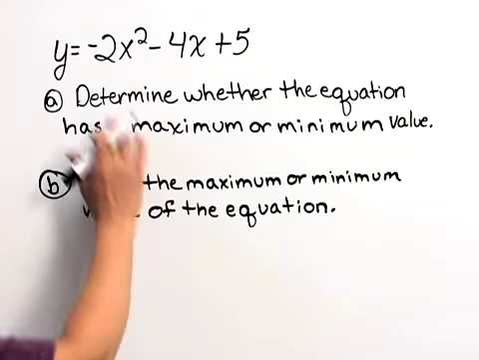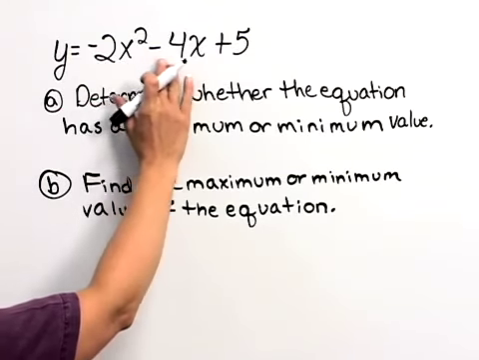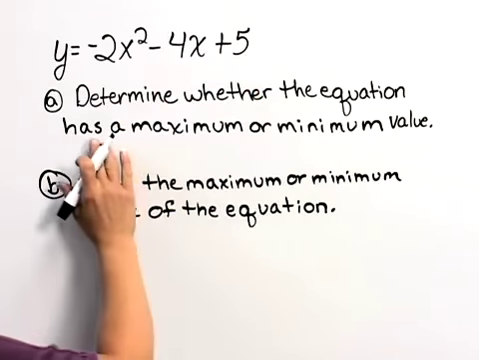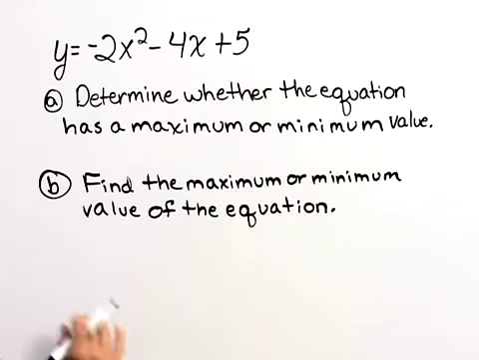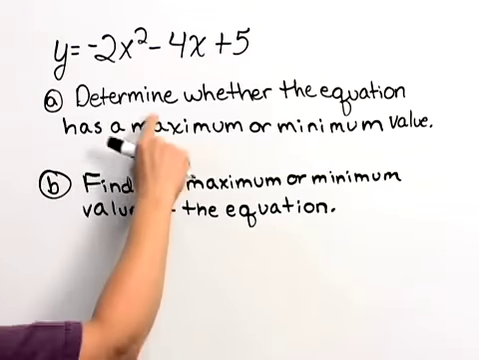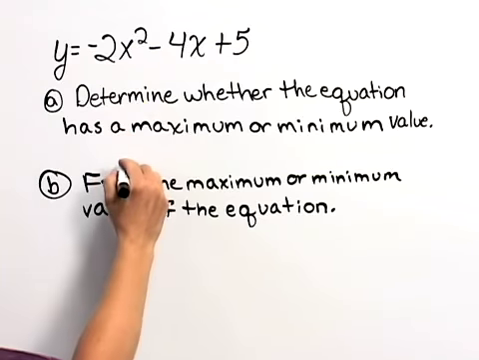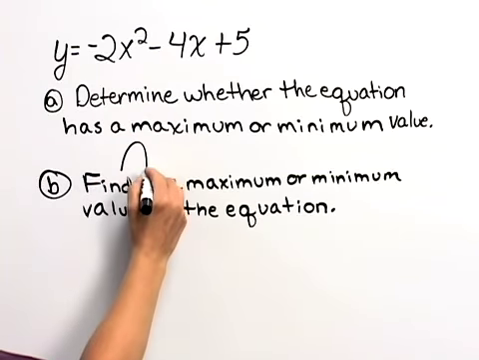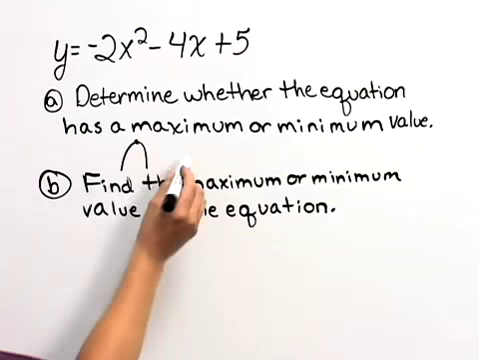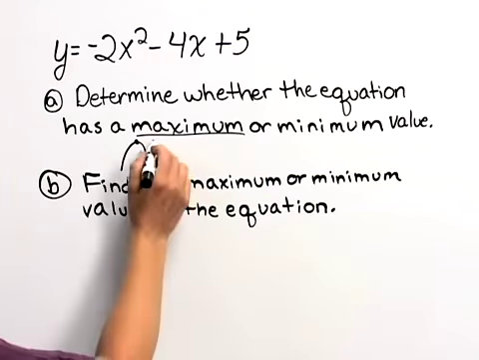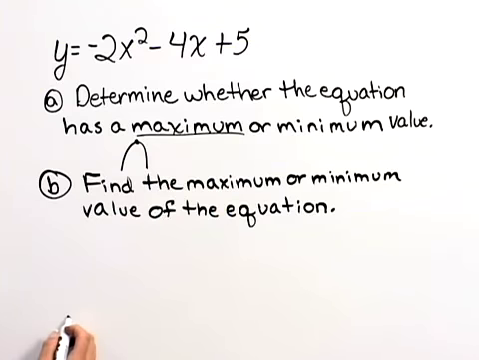For the quadratic equation y equals negative 2x squared minus 4x plus 5, determine whether the equation has a maximum or minimum. We can do that by determining if it opens upward or downward. And since our a value is negative, we know it's going to open downward, which is going to make it have a maximum value.